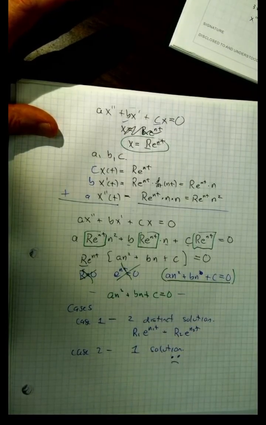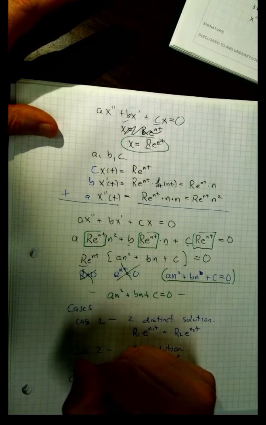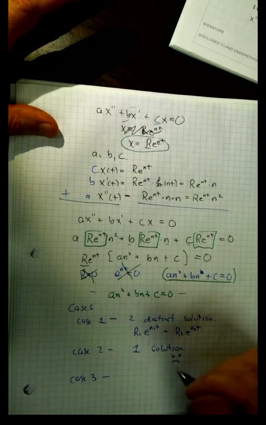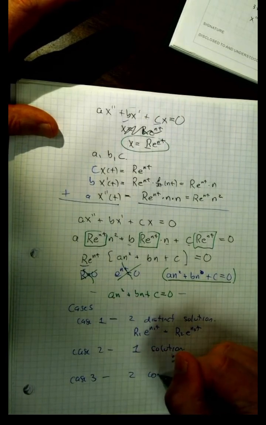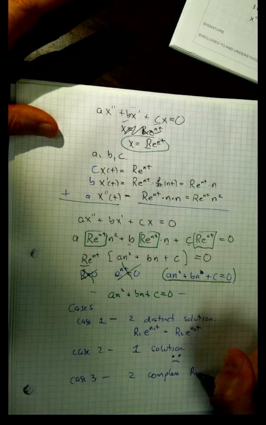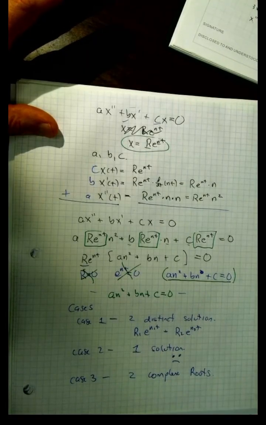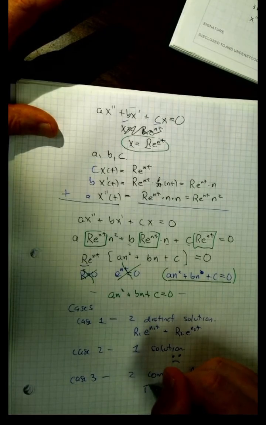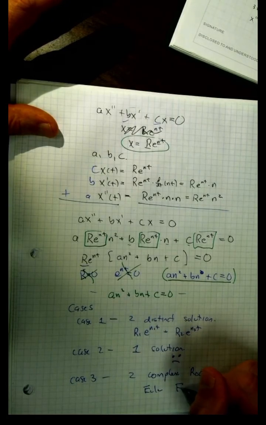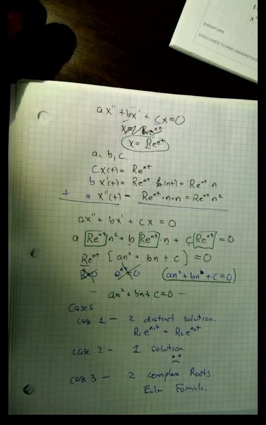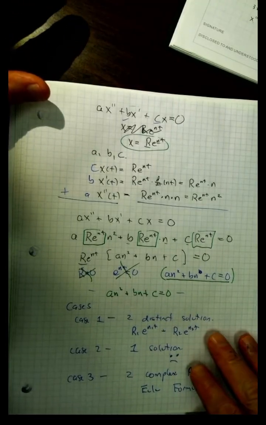I'm going to come back. We're going to deal with that later. That's too much for now. Case 3 is I'm going to have two complex roots. We're going to deal with that later, but it's going to turn out to be not a big deal. And it's not going to be a big deal because I already have Euler's formula and I can just do it. All right.